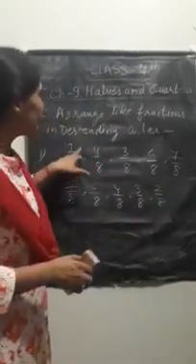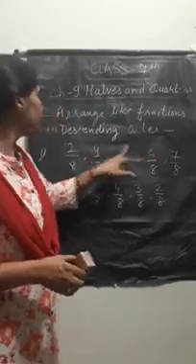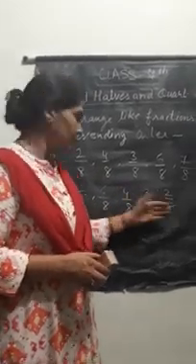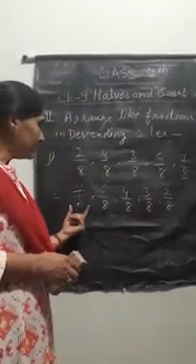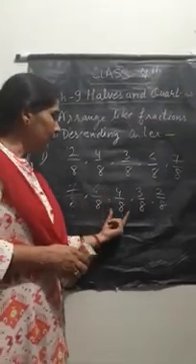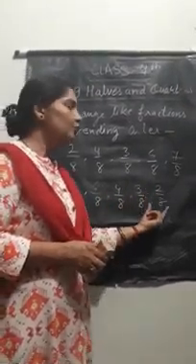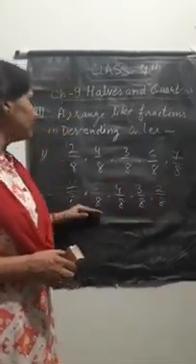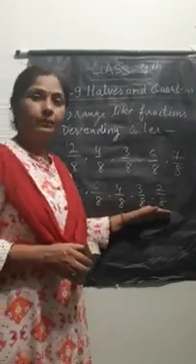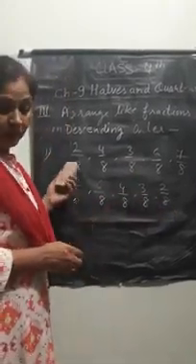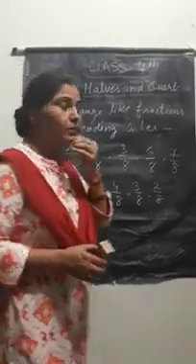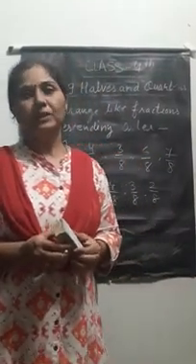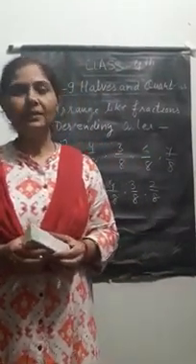We compare these numbers 7, 6, 4, 3, 2, and according to that we arrange them. Here also we can see 7 upon 8, then 6 upon 8, 4 upon 8, 3 upon 8 and 2 upon 8, meaning greatest to smallest. I think you understood about like fractions. Like fractions are fractions having the same denominator. Thank you.